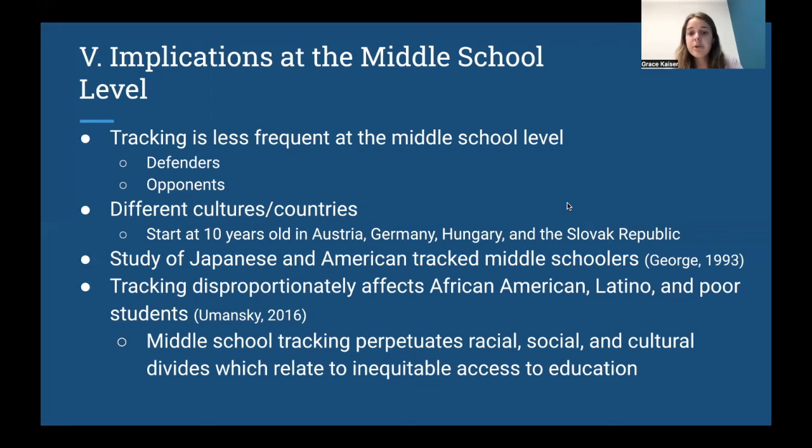Tracking is disproportionately affecting African American, Latino, and students of lower SES backgrounds. They are overrepresented in lower tracked groups in comparison to their representation in the school as a whole. So middle school tracking does perpetuate racial, social, and cultural divides, which relates, as we know, to the inequitable access to education.